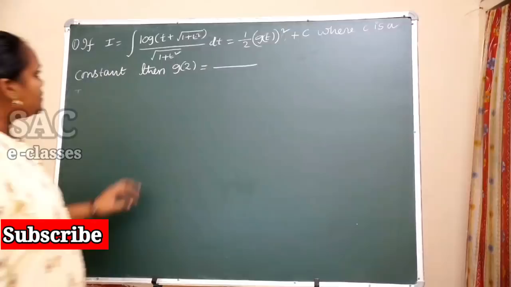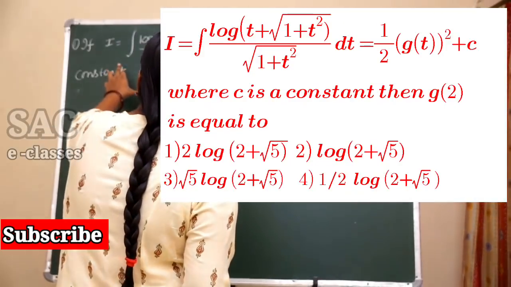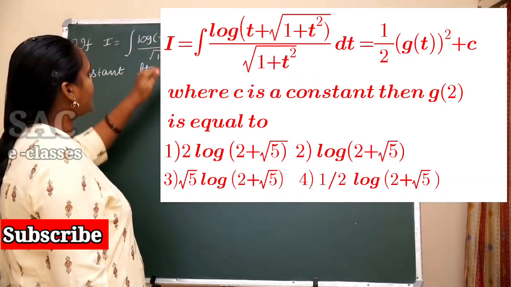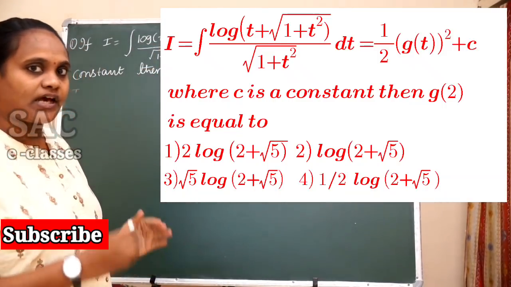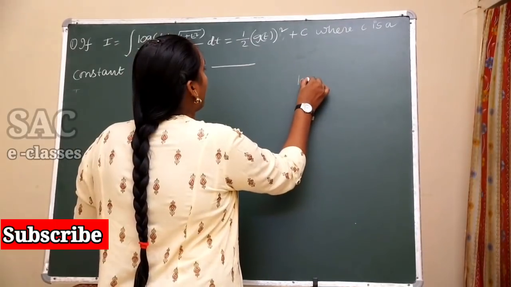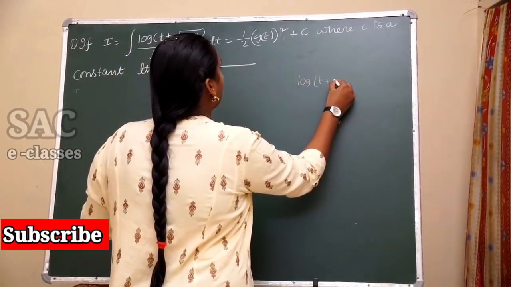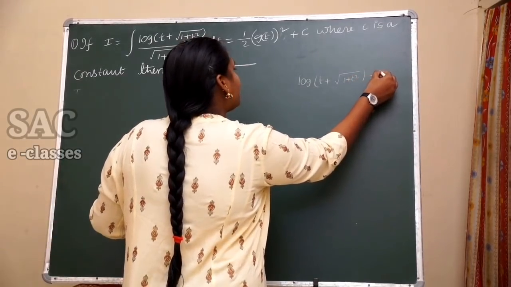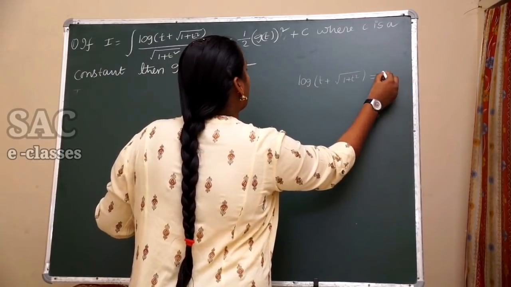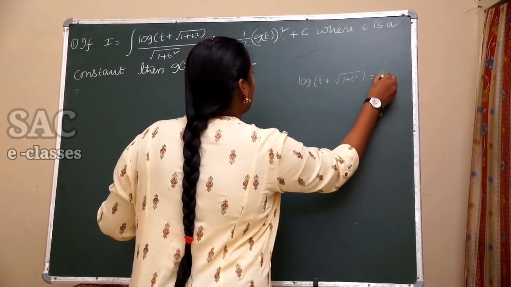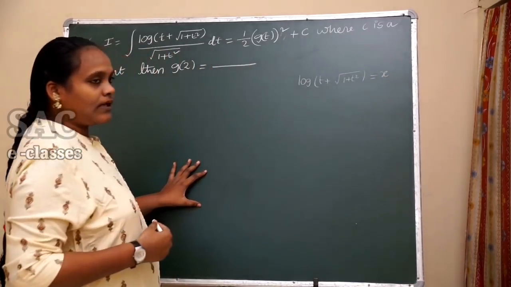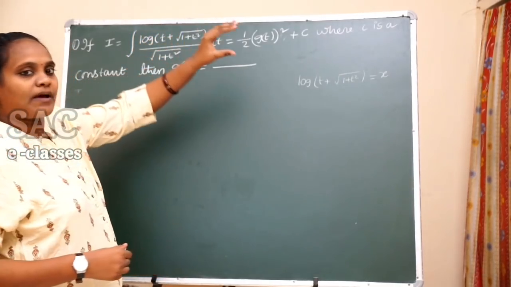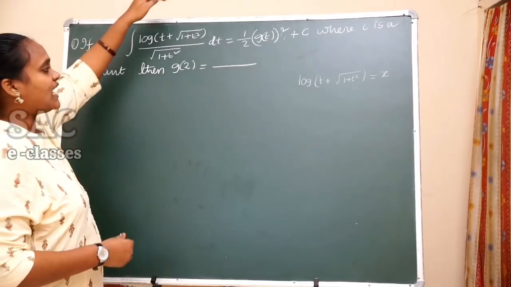Our topic is, if you have observed, the integration of log of t plus root over 1 plus t square, by root over 1 plus t square, which they asked you to find. Assume that log of t plus root over 1 plus t square is some variable. Let me assume that variable is x, or r, anything you can. So I am assuming it is x. Let us differentiate on both sides. I am doing this problem with the help of the helping variable method.